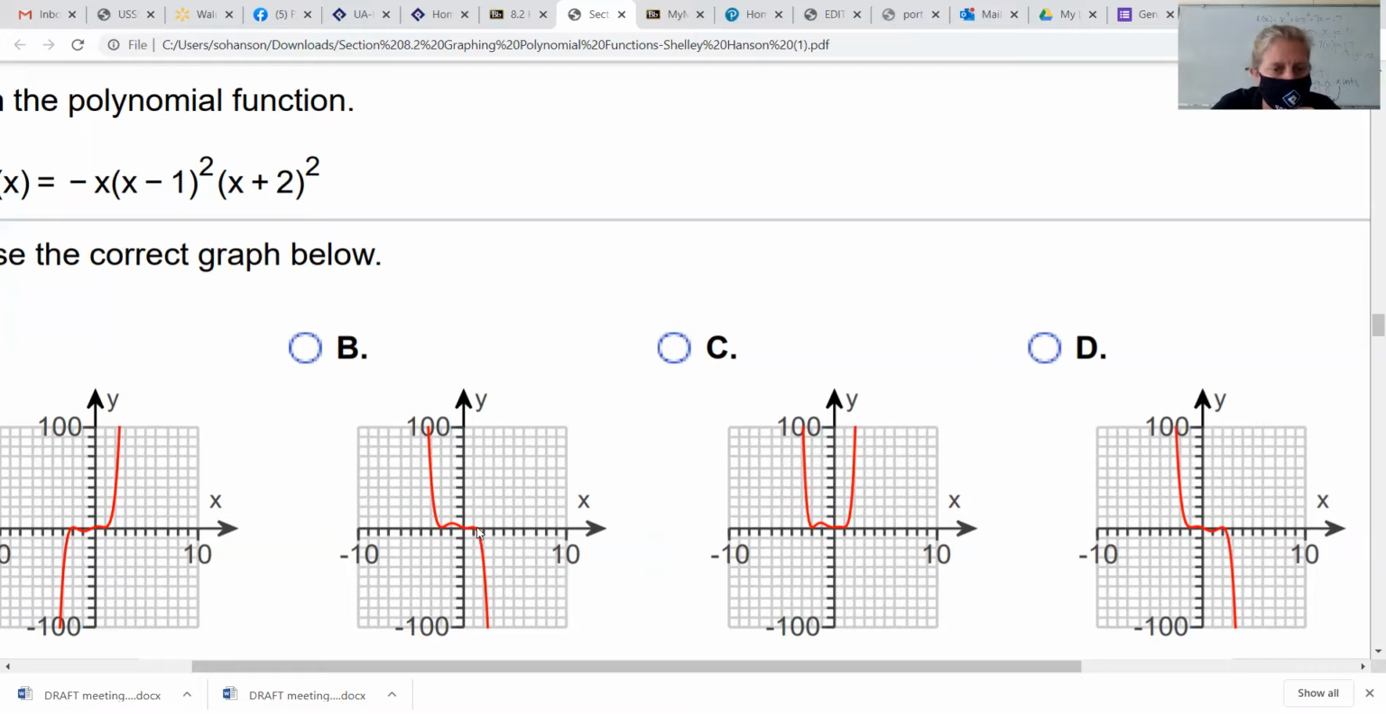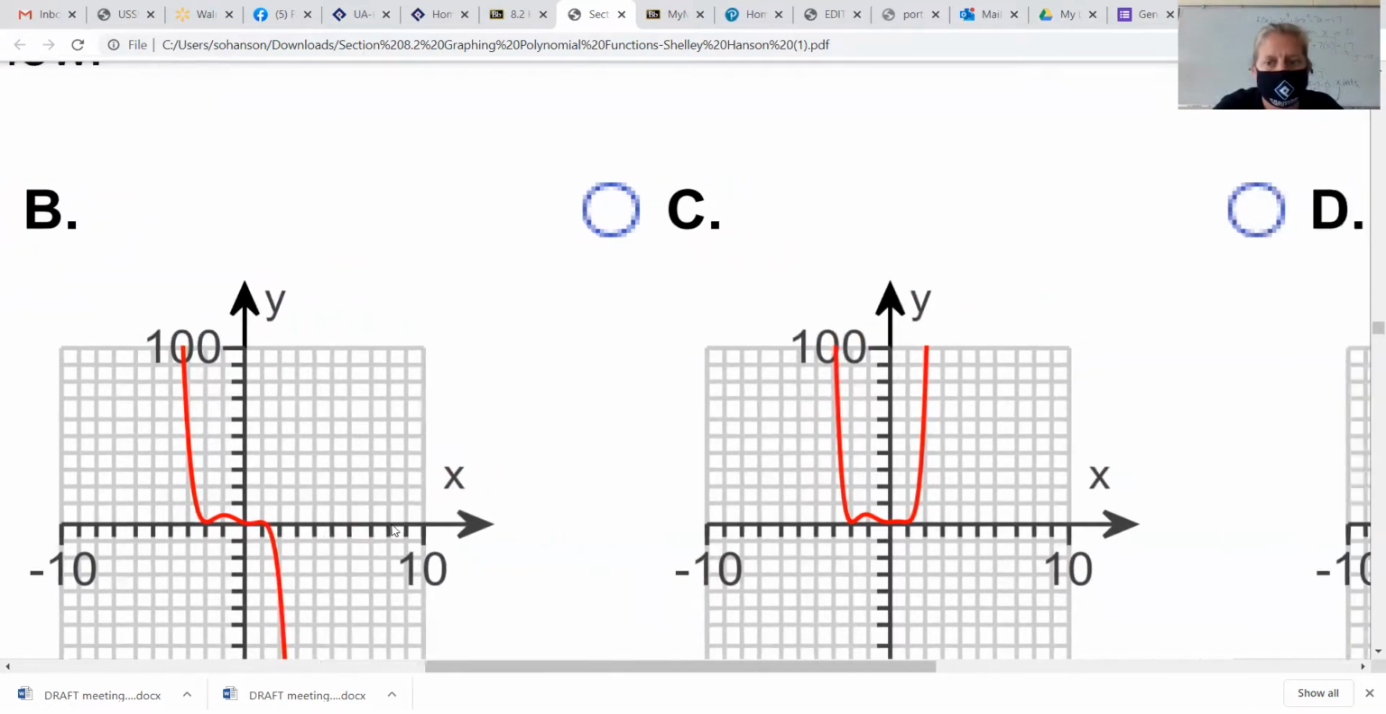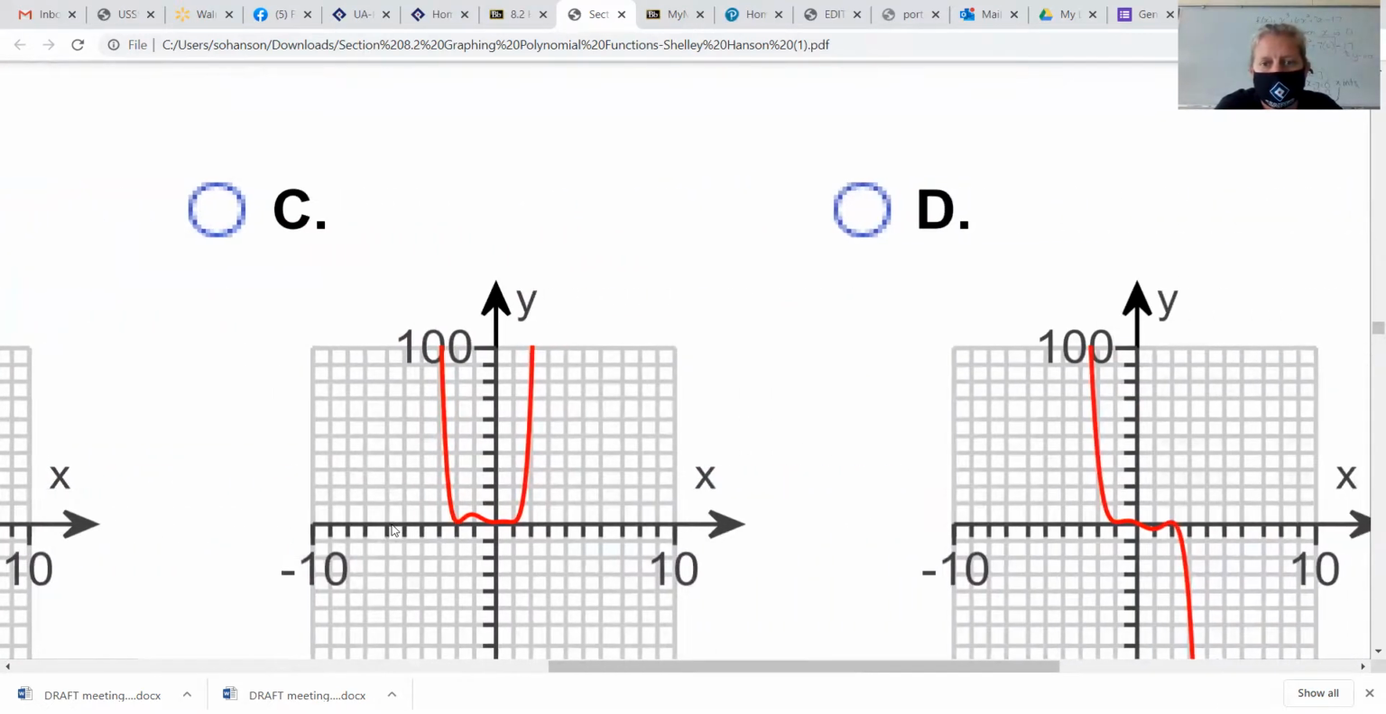Well, let's look here. Here's on B. There's positive 1. Does it touch the graph there, or the x-axis there? It does. Look at D.